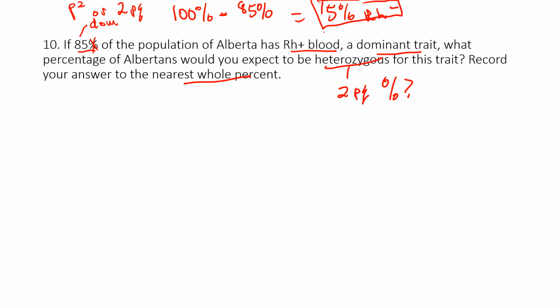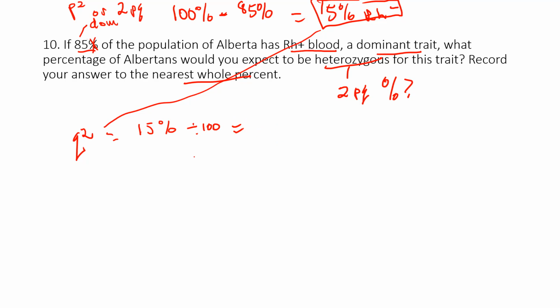Now, if you are Rh negative, it's because you are Q squared. Again, you can't just have a Q and have the negative particular trait here. You have to have two of those recessive traits, so Q squared. So Q squared equals 15% of the population. Of course, we can't use the percentage. We have to divide that by 100 in order to get the decimal.